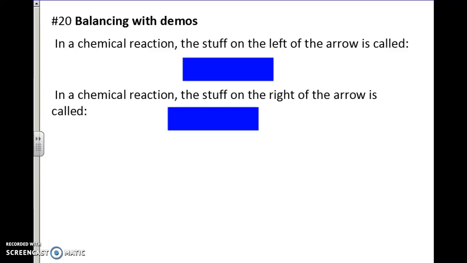Hi folks, today we're going to teach you how to do the 20s, which is balancing equations. It starts off with a few questions at the very beginning.